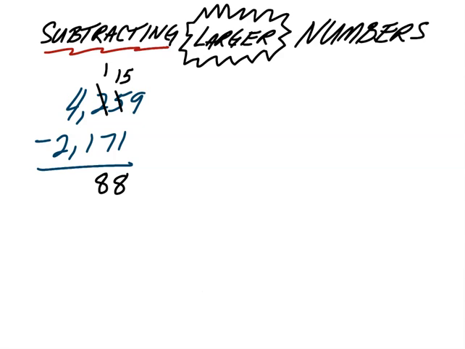Now, the next place value, I've reduced my hundreds to 1 in the top number, and I have 1 to subtract in the bottom. There will be no need for renaming here. 1 minus 1 obviously is 0. And get on to the thousands place, and 4 minus 2 is 2.